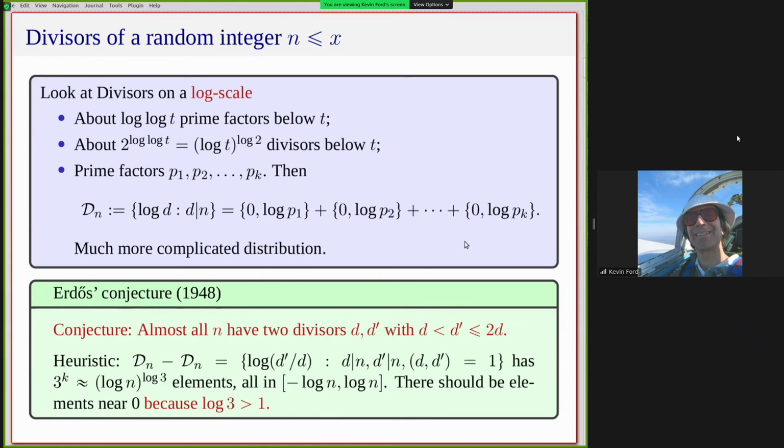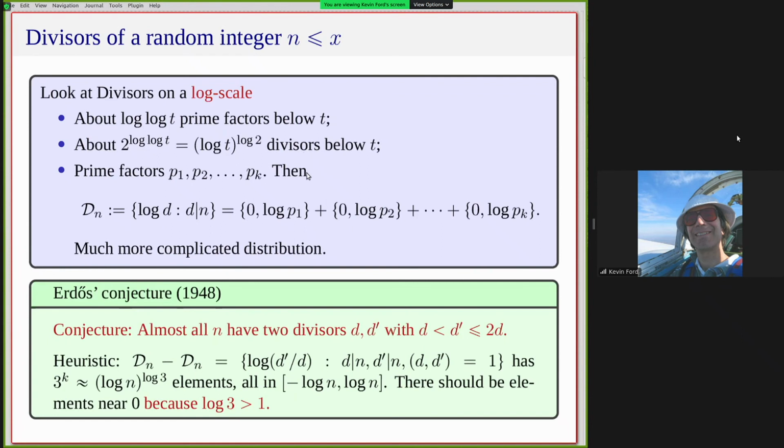And it turns out that while prime factors are useful to be looked at on a log-log scale, the divisors are more useful to be looked at on a log scale. That's because if you have, let's say, k prime factors, there are 2 to the k divisors. So up below a number t, there are about log t prime factors, and therefore a power of a logarithm of divisors. Okay, this is very rough.